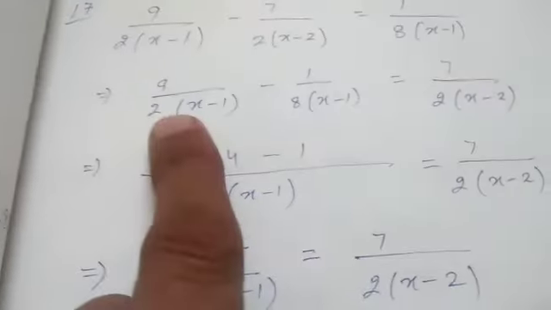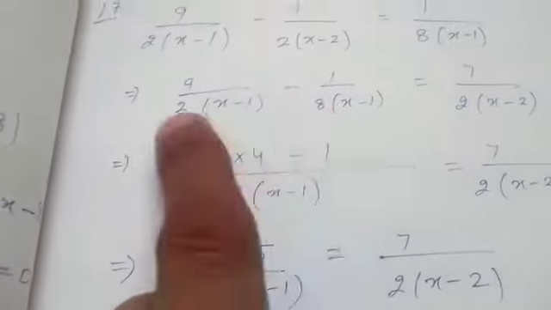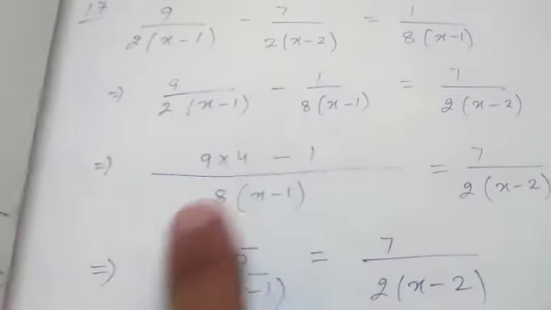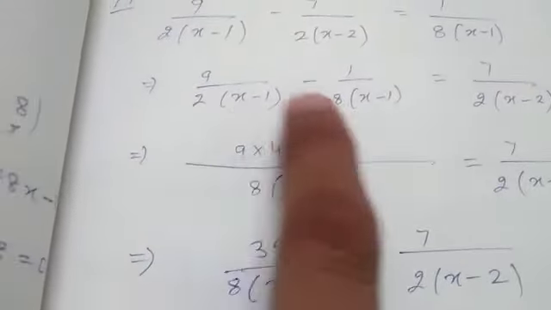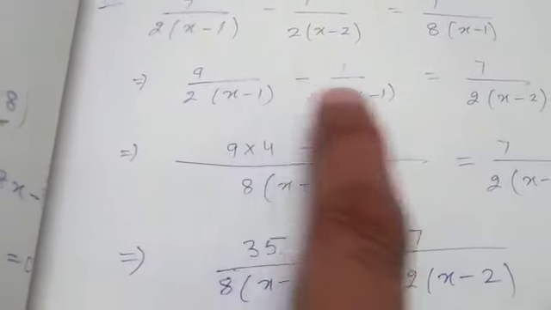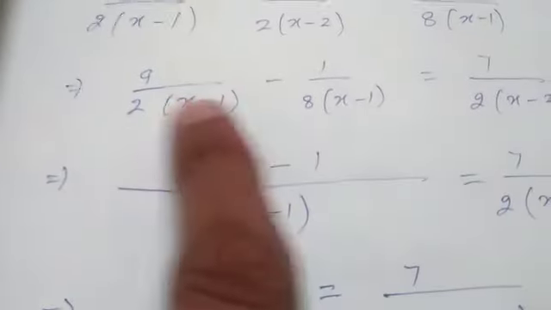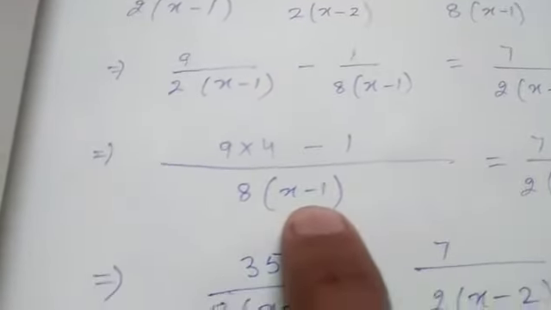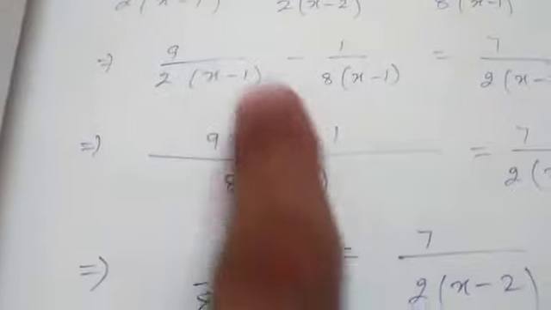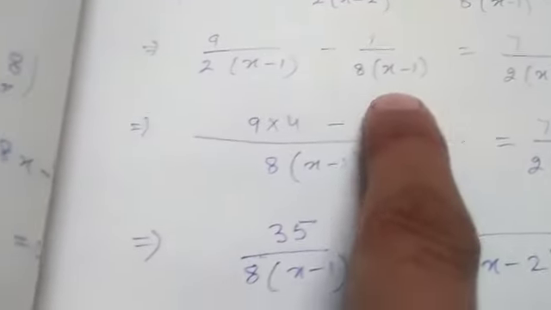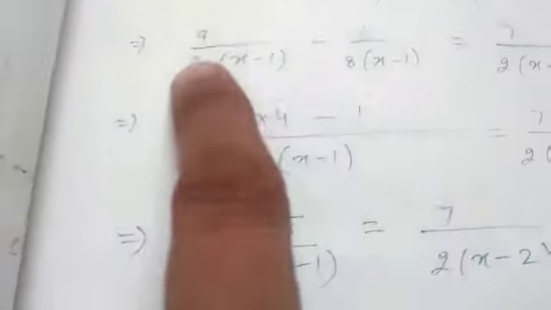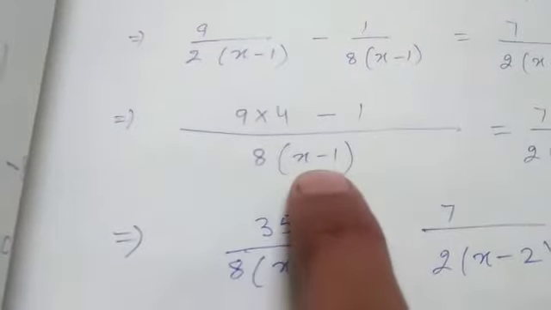So now what you have to do? LCM of 2 and 8. What is the LCM of 2 and 8? It is 8. And whenever two like terms are there, just like x minus 1 and x minus 1, both terms are the same, so their LCM is only one time. No need to write both of these. The LCM is x minus 1, and the LCM of 2 and 8 is 8 into x minus 1.